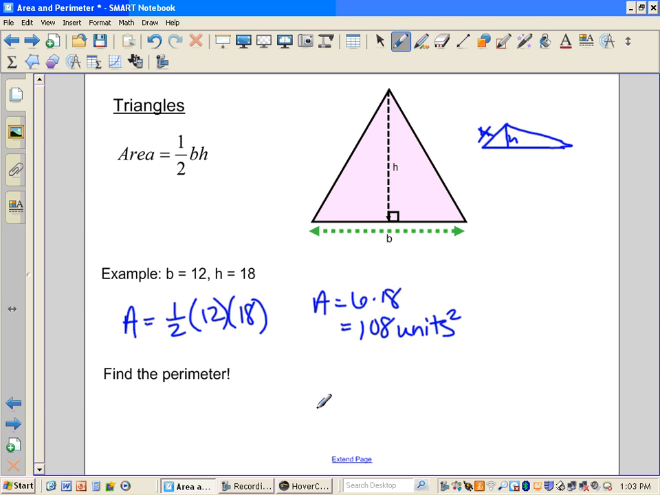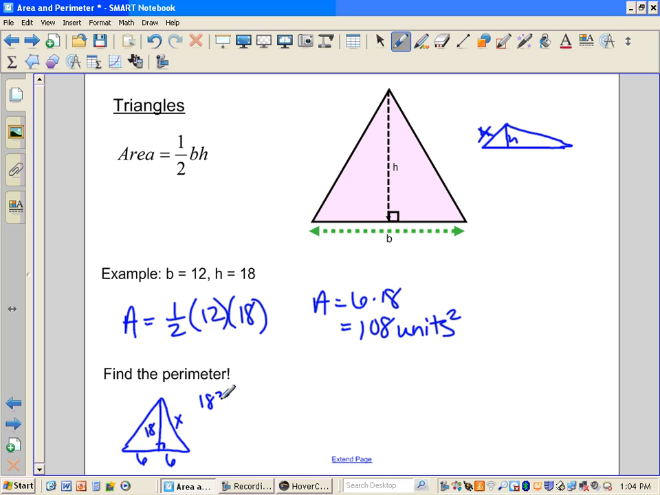The perimeter in this case seems like it might be a little more complicated. We have this triangle. We still have our height of 18, and our base is 12, which means that this is 6 and 6 here. In order to find the perimeter, I need to know this side right here. Since the height is perpendicular to the base, we can use the Pythagorean theorem to find this missing length, because this is the hypotenuse.